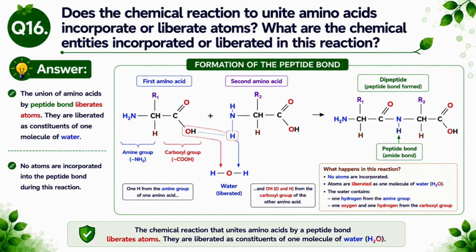Question number 16. Does the chemical reaction to unite amino acids incorporate or liberate atoms? What are the chemical entities incorporated or liberated in this reaction? Answer. The union of amino acids by peptide bond liberates atoms. They are liberated as constituents of one molecule of water.